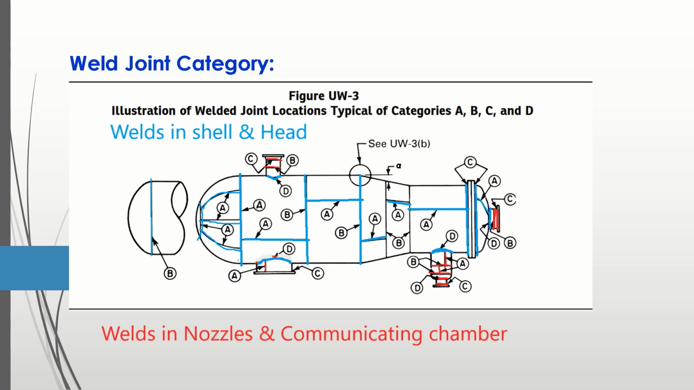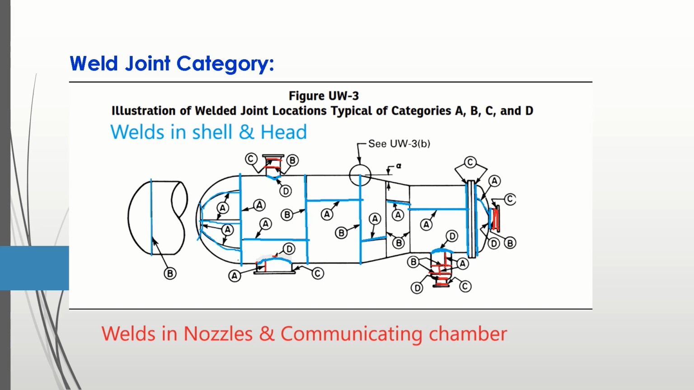And category B joint is a circumferential joint in the shell or nozzle. And category C is the joint which is connecting the flange to the nozzle, and category D is the shell to nozzle weld. So even some welds in the shell can be category C, such as when it is connected to the flange.